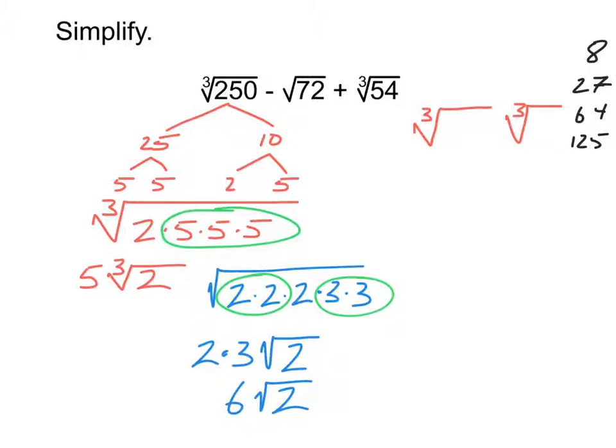You basically just make that list from there. But this is all I need to go to for this particular problem because I'm looking for the biggest perfect cube that goes into 250. That is 125. And 125 times 2 gives me 250. And so the cube root of 125 is 5, and I'm left with the cube root of 2. So notice either way I do it, I end up with 5 cube root 2 for the cube root of 250.